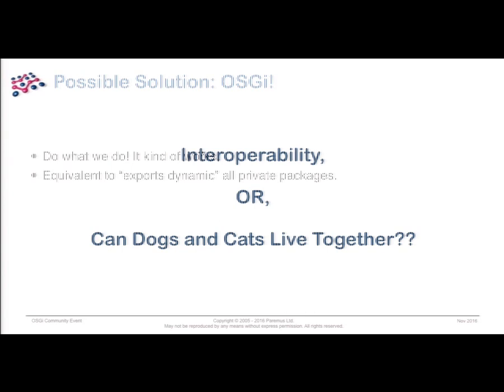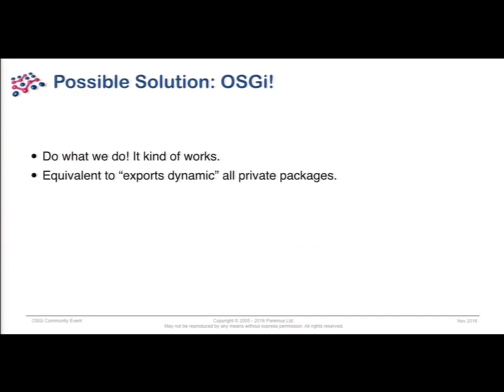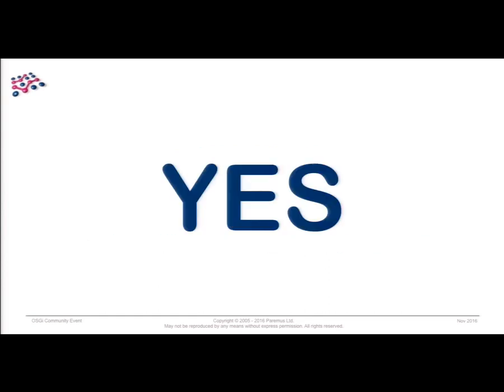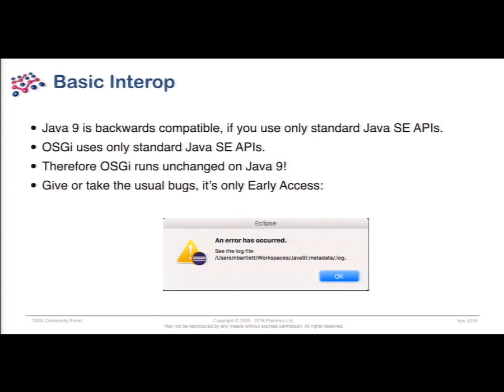So I've gone a bit over time, so I'm going to quickly fast forward to interoperability. So can these things work together? The first answer is yes. Java 9 is backwards compatible. There are some bugs at the moment, but you can run OSGi applications on Java 9, and that must be possible because Java 9 will support all applications that use standard Java, and OSGi uses only standard Java APIs.